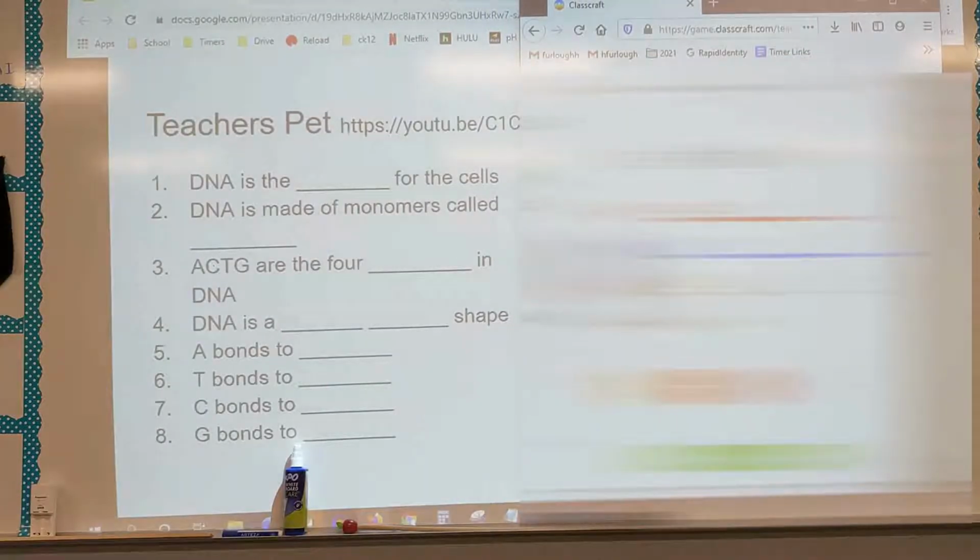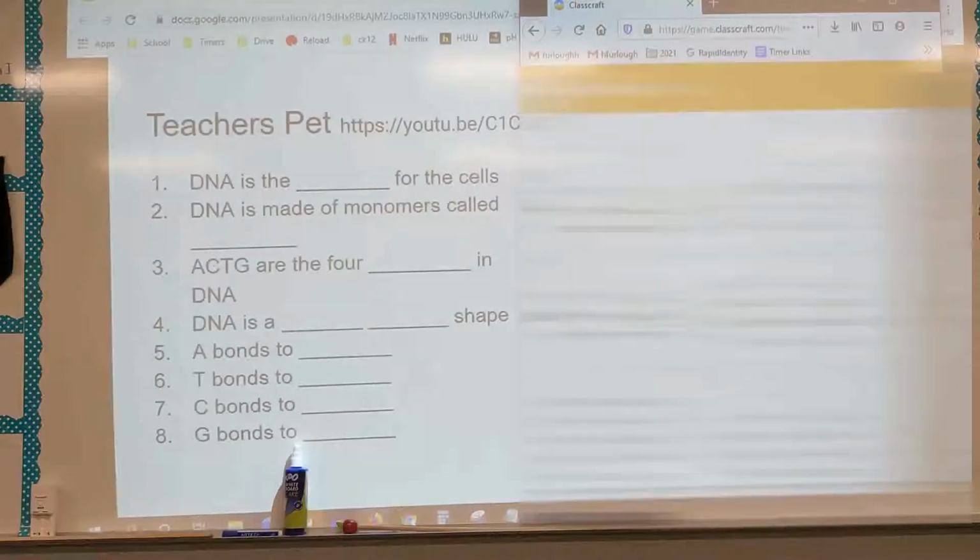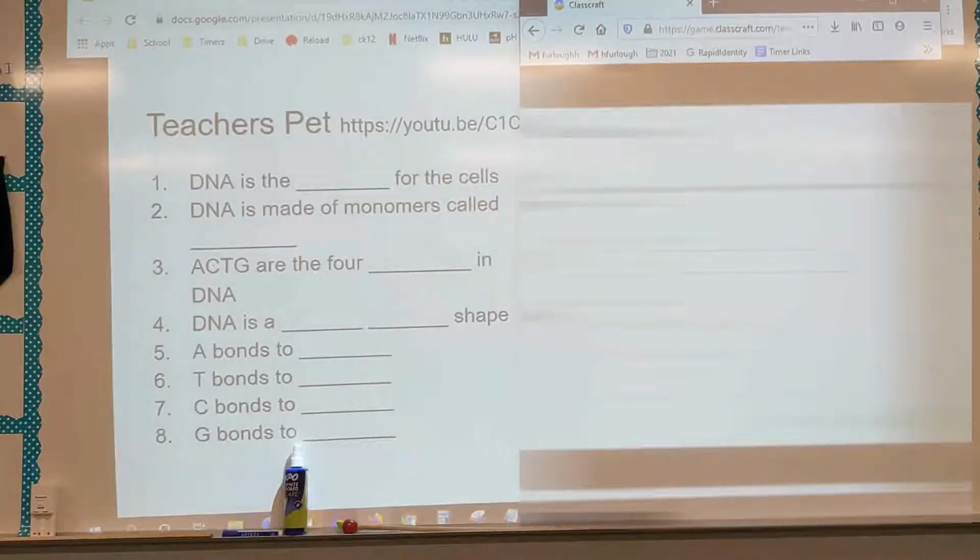Janelle, DNA is made of monomers called? It's the 4, right? No, those are the bases. What are the building blocks of DNA? It's made of a phosphate, a sugar, and the base.